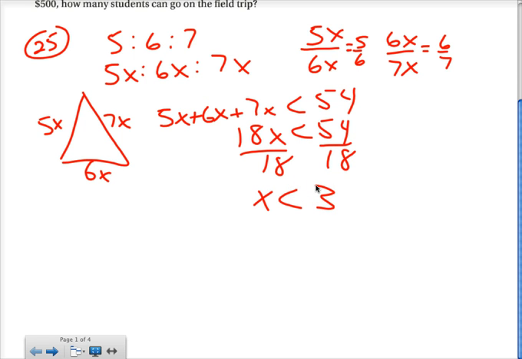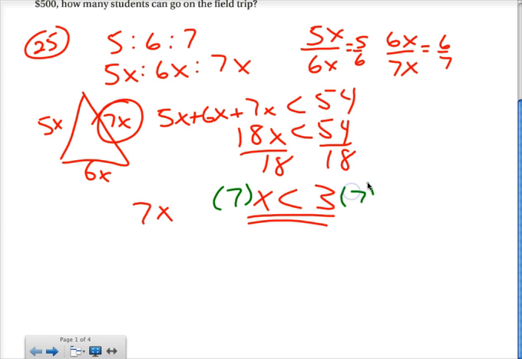And then it asked, what's going on with the biggest of all of these? Well, the biggest of these would have been the 7x. That definitely would be the longest side here. So what we want to do is ask, what do I do to x to get 7x so I can look at that? Well, I'd have to multiply both sides by 7. So that's exactly what we do. So what we see here is that the longest side would have to be less than 21. Less than 21 units, whatever that is.